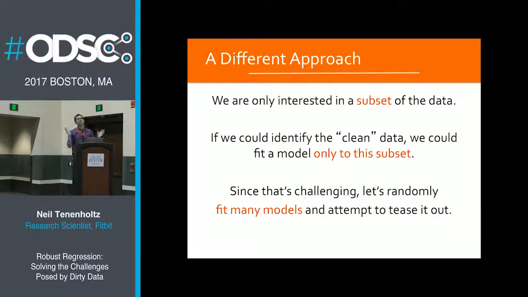So let's start with a different set of assumptions. Before, we said we want the loss function to really limit the effect of some of these outliers and not get dominated by them. What if we just a priori knew some of our data was complete crap? Like literally just garbage, some random noise got thrown into our system. And we just want to ignore it entirely, like not consider it whatsoever. And so if we could somehow identify the clean data, we could fit a model only to this subset. And that would give us the model we're looking for, right? Now, that's challenging, though. How do you identify the clean data itself? And so because it's challenging, let's just fit a bunch of models to our data and see what happens. Maybe one of them will fit to the clean data.